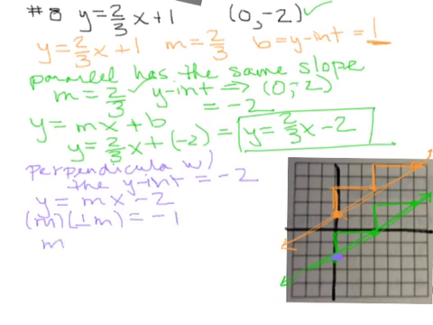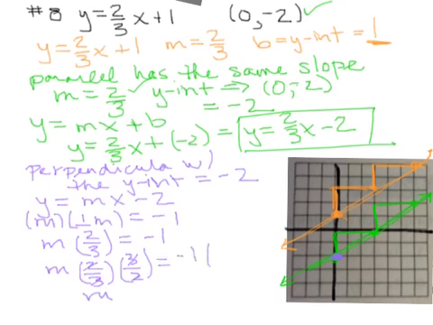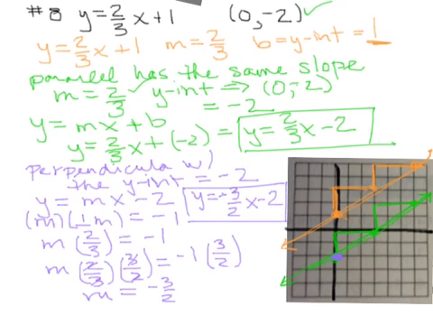Well, that means I have m, and my perpendicular slope is 2/3, and that has to be equal to -1. So I'm going to take this equation here, and I'm going to multiply this side by 3/2, because that's going to leave me with just m, because those guys are going to cancel. And that's going to be equal to -1 times 3/2, and that gives me a slope of -3/2. Therefore, my equation is going to be y is equal to -3/2 x minus 2. So there's my perpendicular equation.